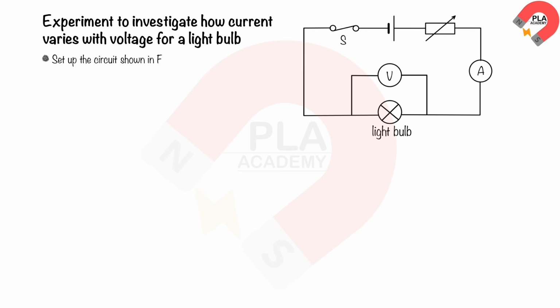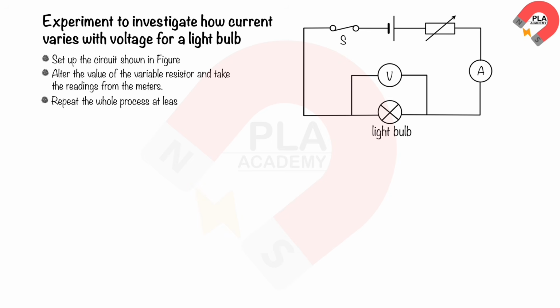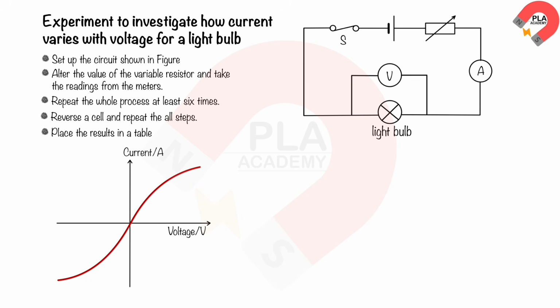We repeat the experiment to investigate how current varies with voltage for a light bulb. Set up the circuit shown in figure. Alter the value of the variable resistor, and take the readings from the meters. Repeat the whole process at least 6 times. Reverse a cell and repeat all the steps as previously. Place the results in a table and draw a graph of current against voltage.